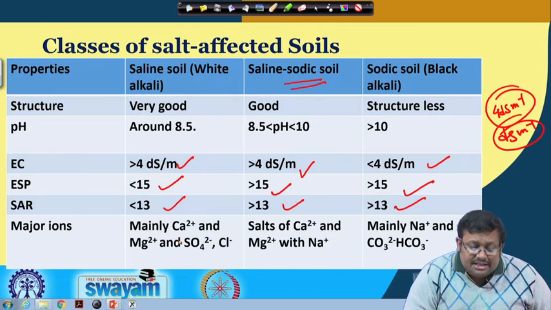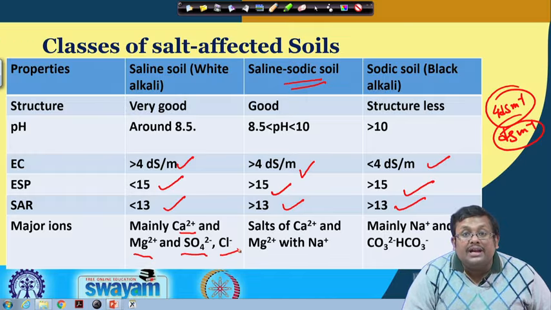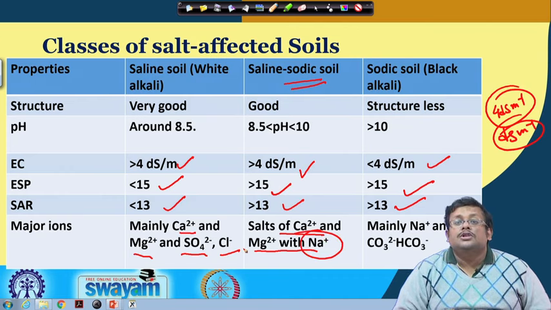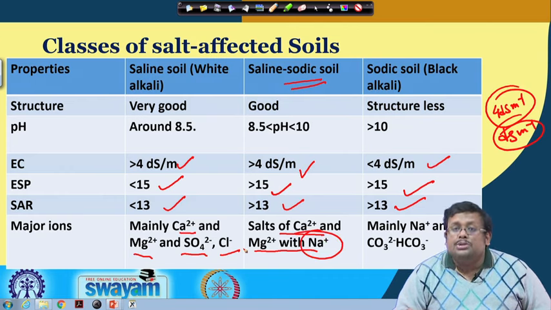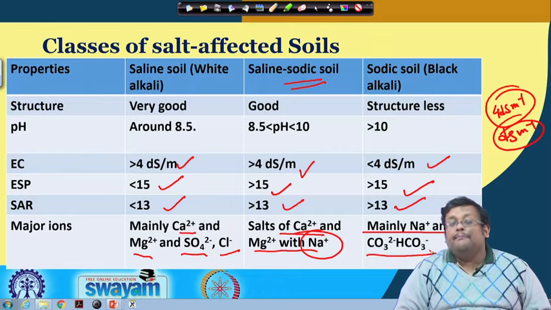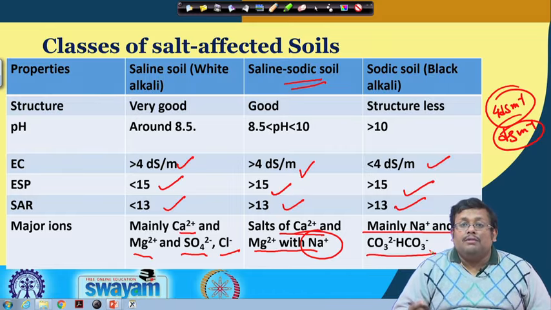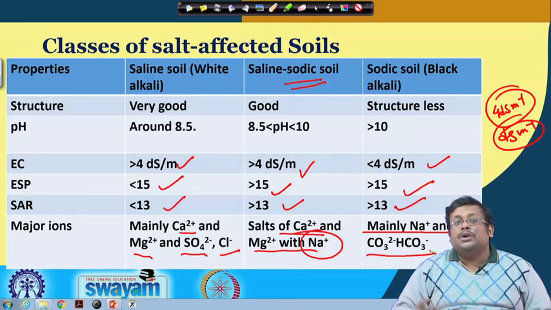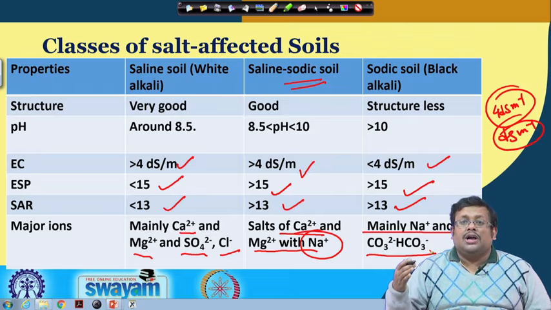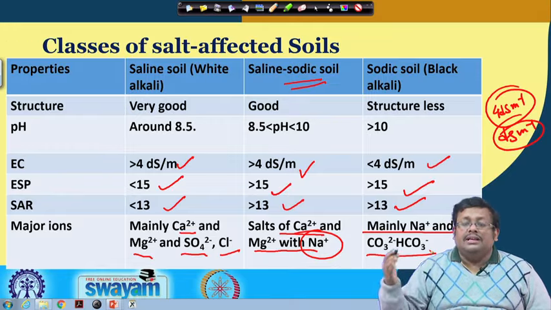What are the major ions? Major ions in case of saline soils are calcium, magnesium, sulphate and chloride, and in case of saline sodic soil, salts of calcium and magnesium with some amount of sodium. However, in case of sodic soil, they are mainly sodium, carbonate and bicarbonate. So, the predominance of sodium in the soil exchange complex mainly makes the soil sodic in nature.